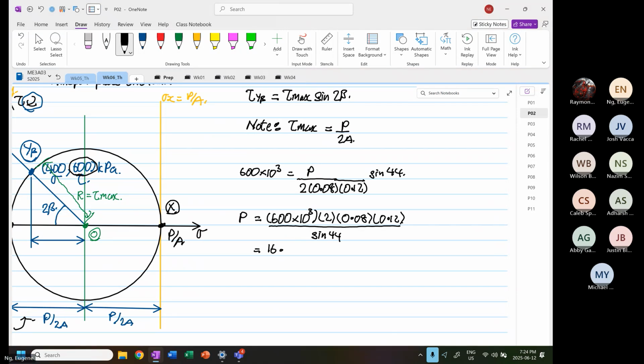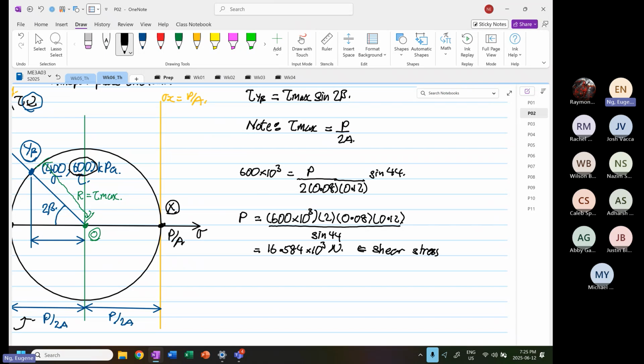16.584 times 10 to the power 3 Newton. And this is due to the shear stress. So we have to pick the lower one, because if P is larger than 16.584, the glue joint will fail due to shear.